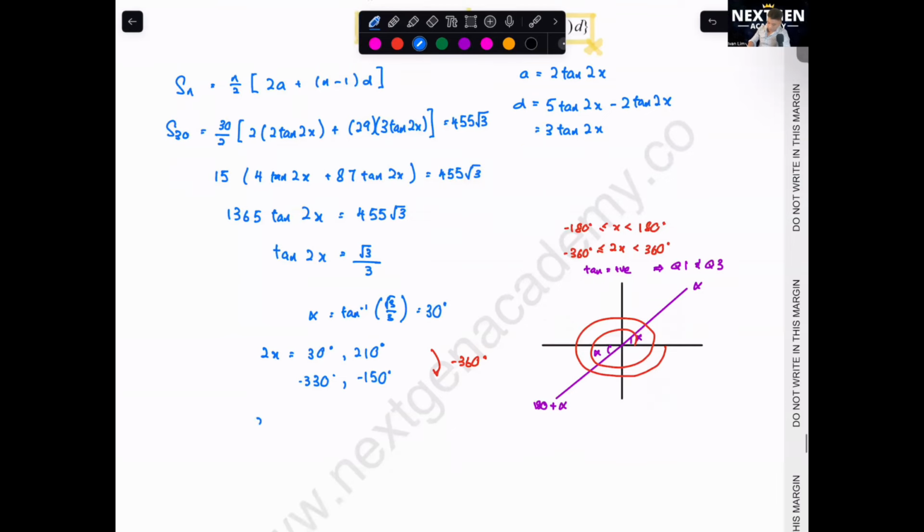Final one. Divide all of it by 2. So here will be 15, 105, minus 165, minus 75. 5 marks.